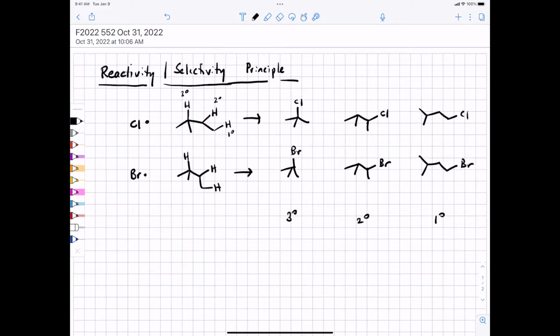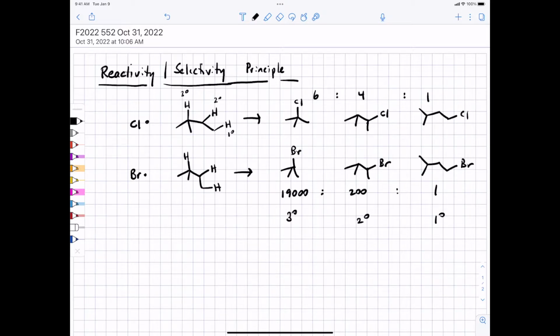And for chlorination, the ratio is 6 to 4 to 1. But for bromination, it's 19,000 to 200 to 1. And so you'd say that bromination is far more selective.